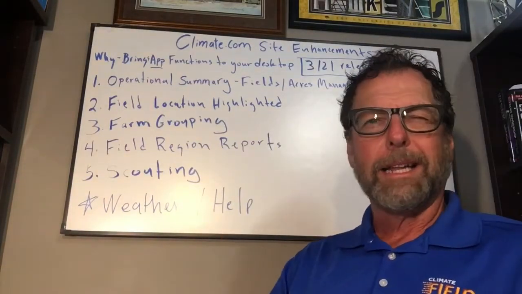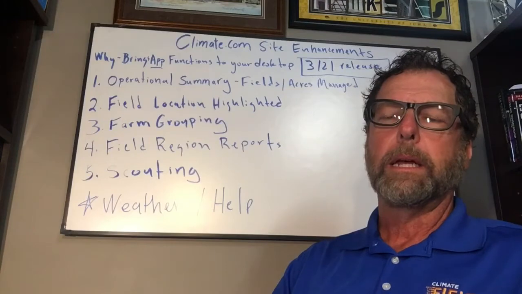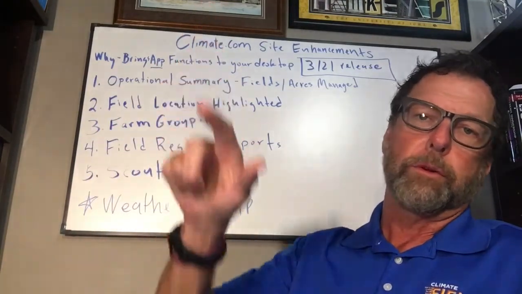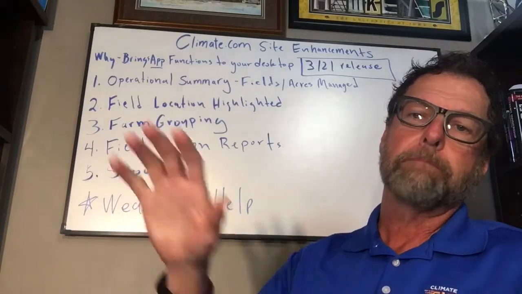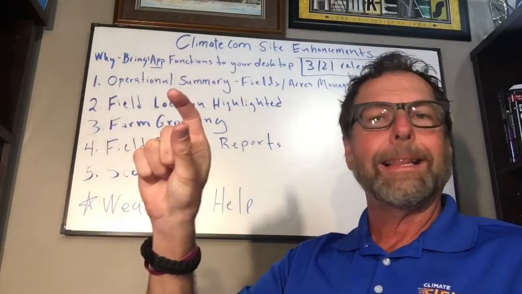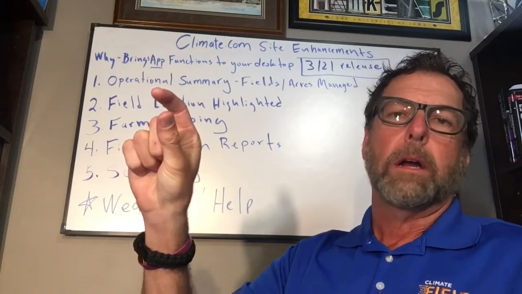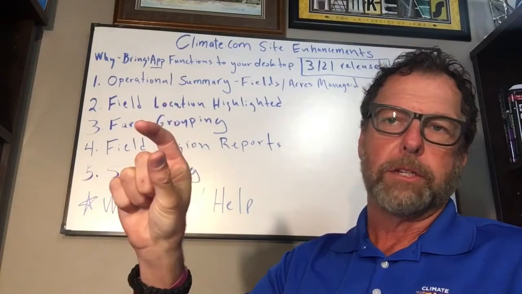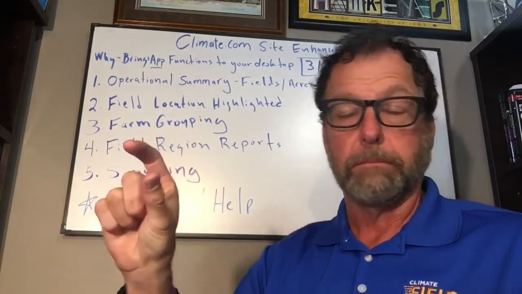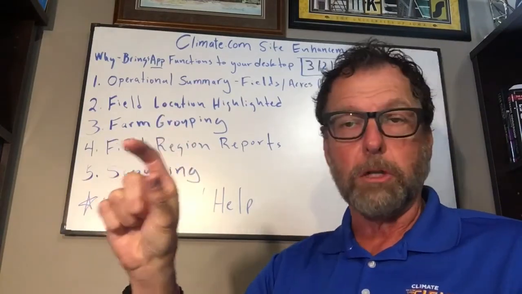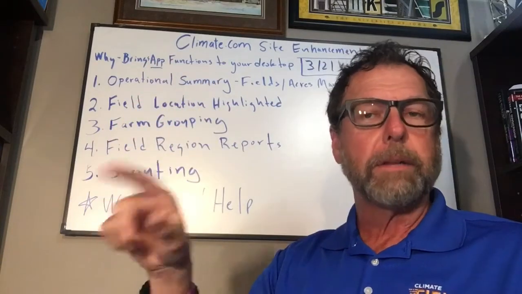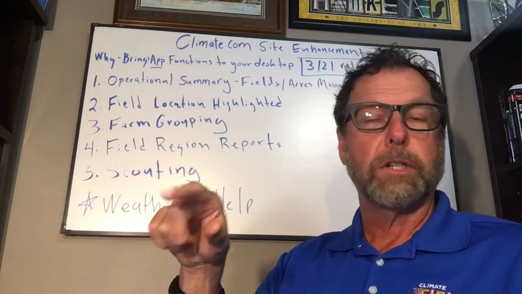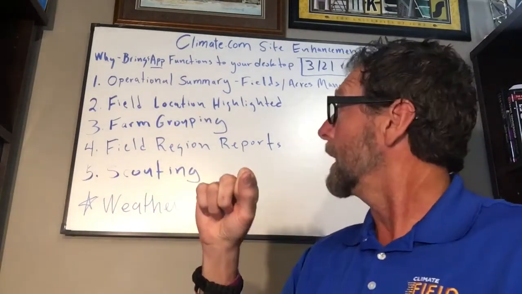Field locations highlighted. Now that may not seem like a big deal, but when you're managing multiple fields, as you scroll down through your field list on your summary page, on the map, it will highlight exactly where that particular farm field is. And I know many of you are managing multiple counties, potentially multiple states, so I think it's integral to understand where that is, and that's new functionality on climate.com.